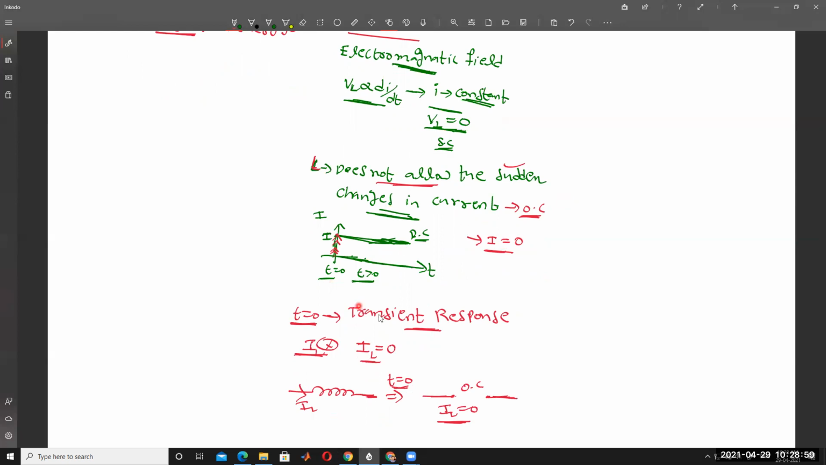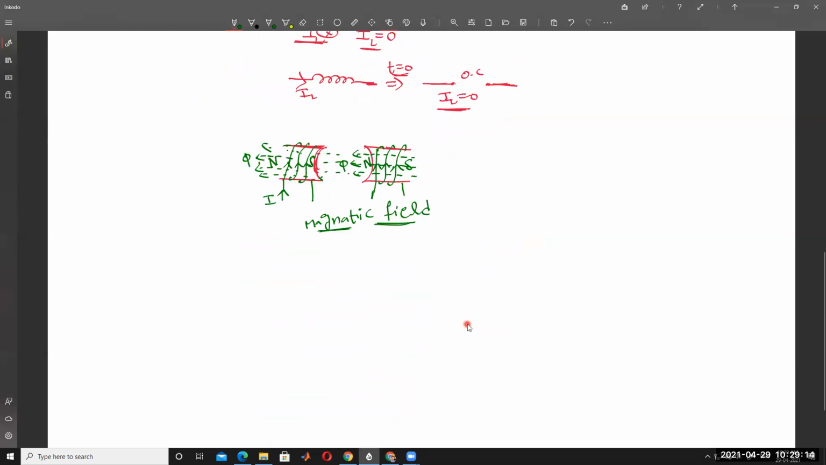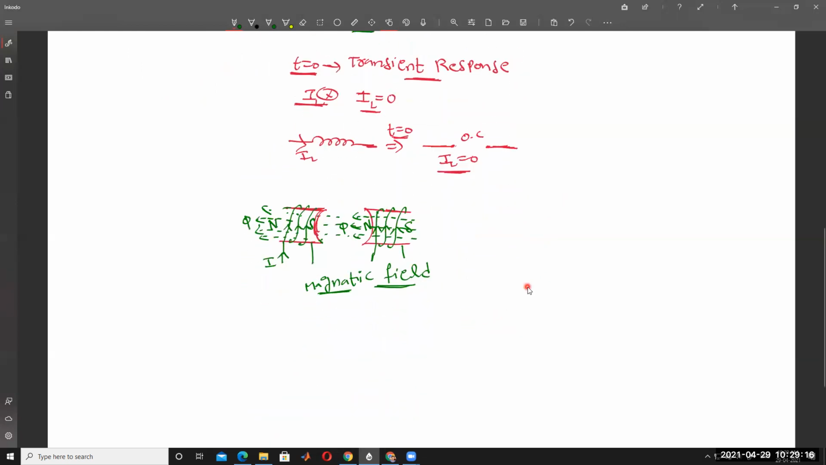So at the instant of switching action, that is t is equal to 0, the current cannot suddenly increase to its maximum, because the inductor does not allow sudden changes in current. That response is called the transient response. Understood? Another response is also there: after t is equal to 0 is over, at t is equal to infinity, this type of response is called the steady state response. Understood?